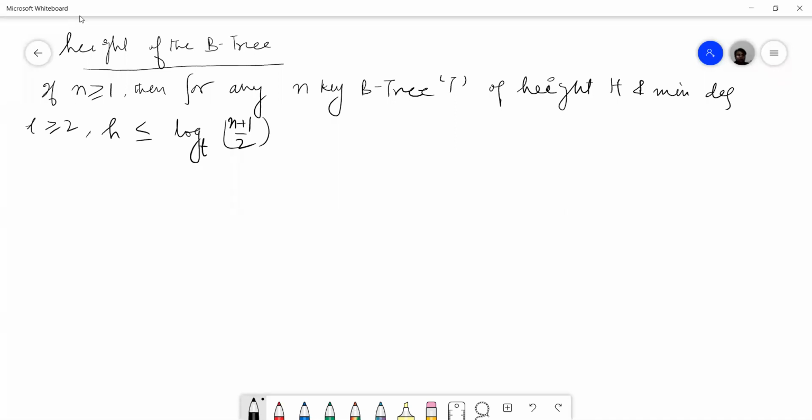So there are n keys in the B tree, and the height of the B tree is small h, not capital H, small h. And the minimum degree is t, which is greater than or equal to 2, then the height of the B tree is less than or equal to this. So the maximum height is log of (n plus 1) upon 2. So this we have to do. Okay. Let's see this. I will just give you an overview. The proof we will do tomorrow.